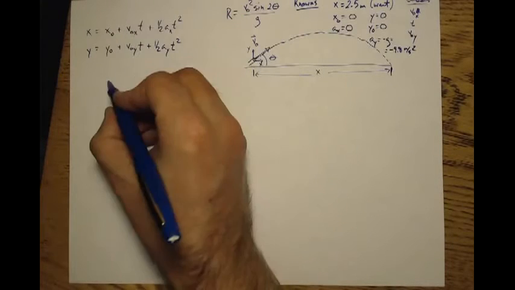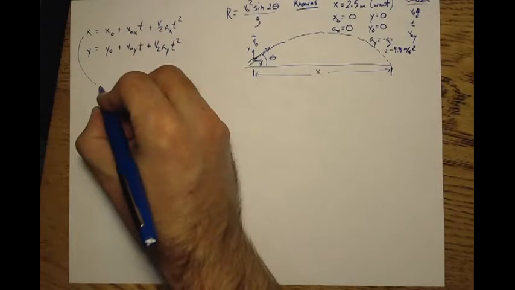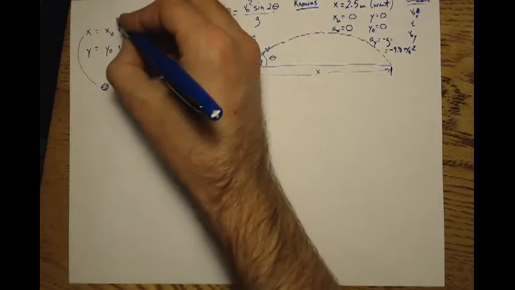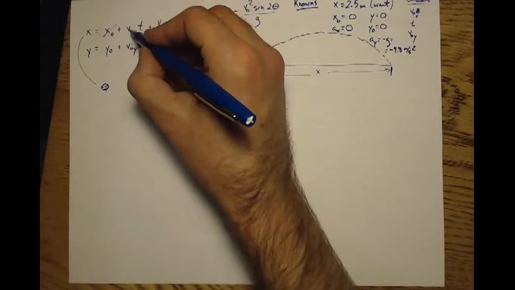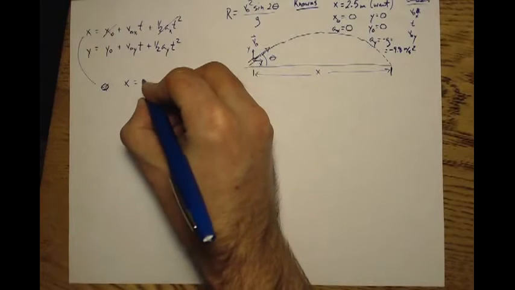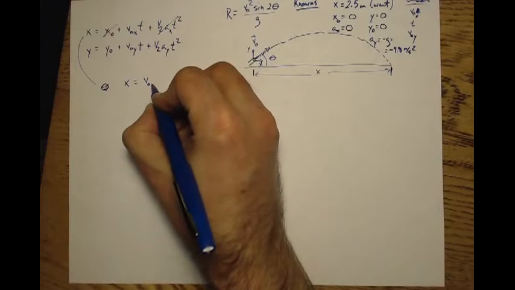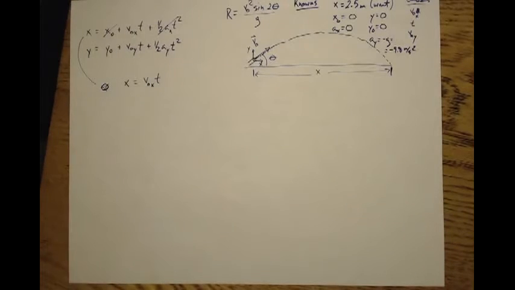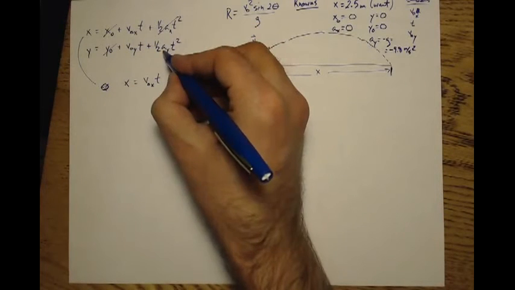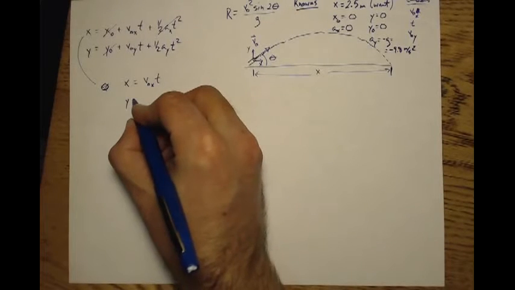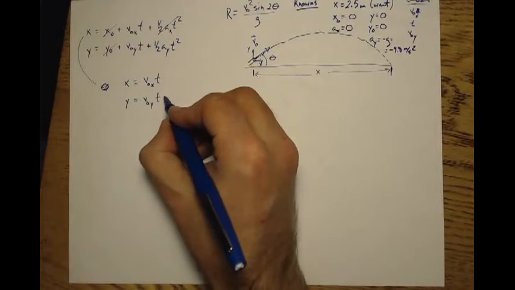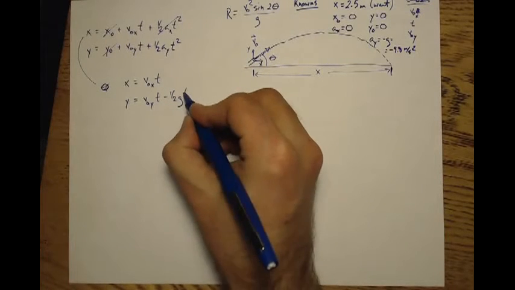This is going to be 0. Let's see, V naught x, I don't know what. This is going to be 0. So this equation is going to become x is equal to V naught x t. Okay. Here my y naught is 0. I don't know V naught y. I know that this is g. So y is equal to V naught y times time minus 1/2 g t squared.